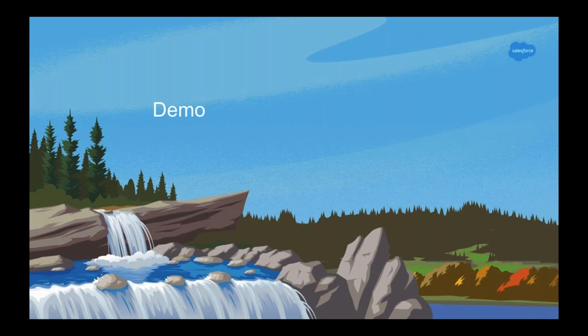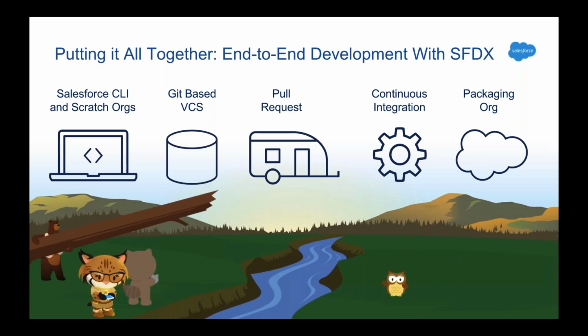Okay, so you've been very patient with the slides. Thank you. We are just about to the demo. Before we get into it, just as a reminder, we're going to put all of this stuff together. We spent a lot of time looking at what you could do with your source code, and now we're going to move into some source-based development mixed with some declarative development. We're going to see Git pushes, we're going to see pull requests, we're going to see some CI, and we're going to hopefully see it all reach the packaging org.